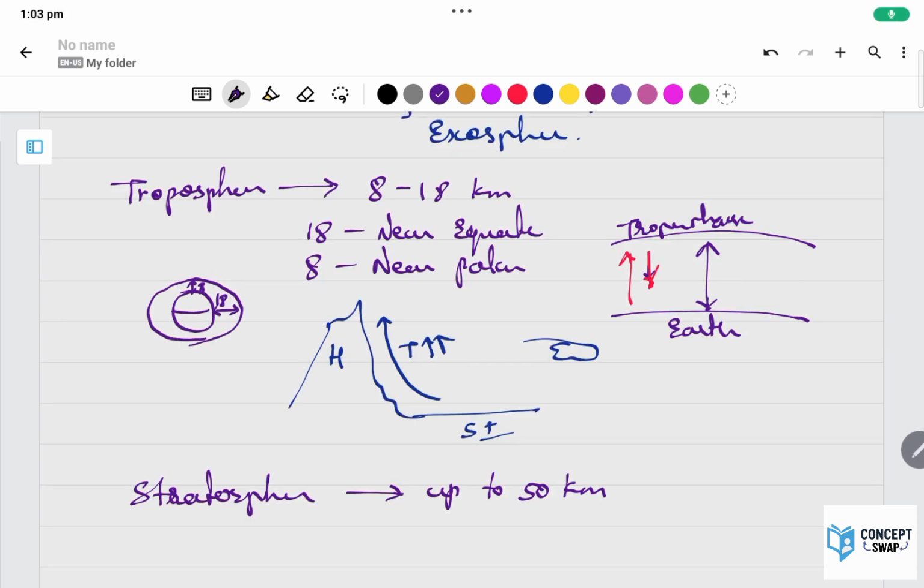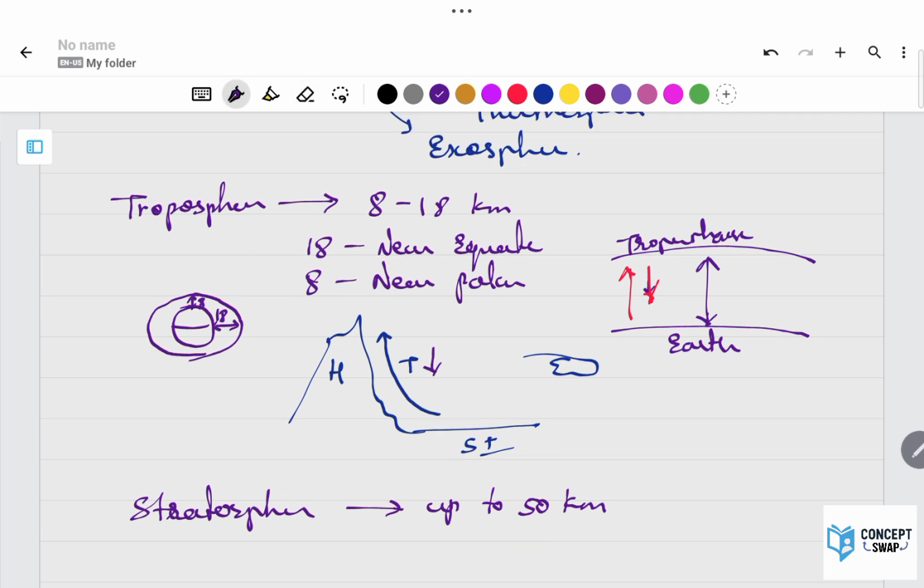Oh, sorry. Before going to the stratosphere, I should mention that as height increases in the troposphere, temperature decreases, it doesn't increase.